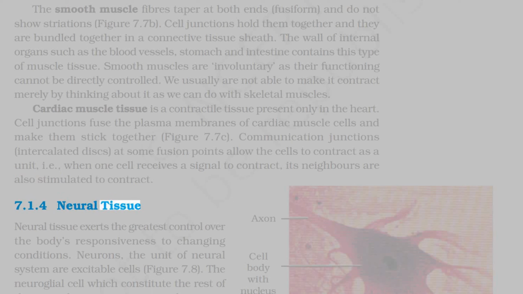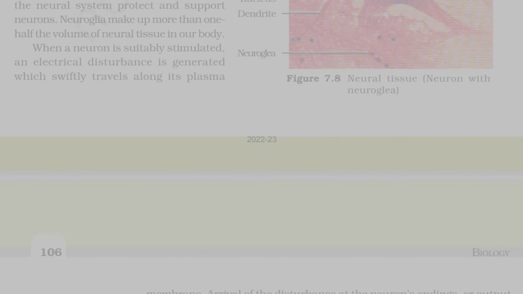7.1.4 Neural tissue. Neural tissue exerts the greatest control over the body's responsiveness to changing conditions. Neurons, the unit of neural system, are excitable cells, figure 7.8. The neuroglial cells, which constitute the rest of the neural system, protect and support neurons. Neuroglia make up more than one-half the volume of neural tissue in our body.